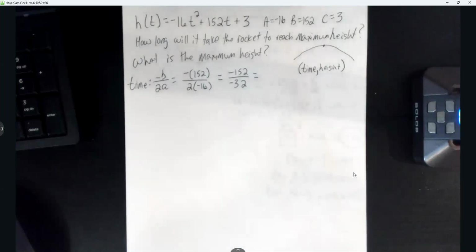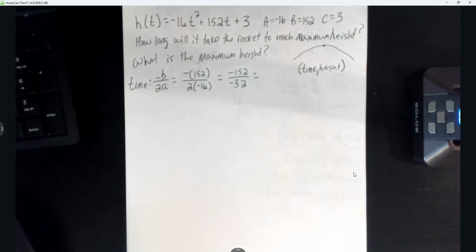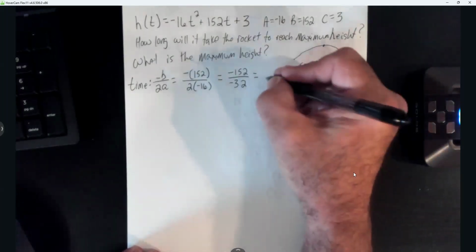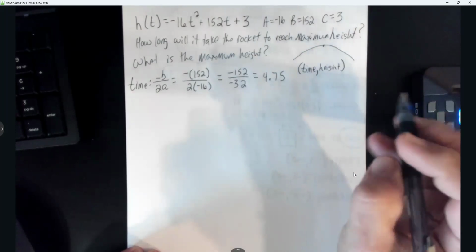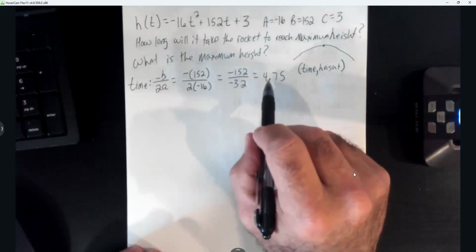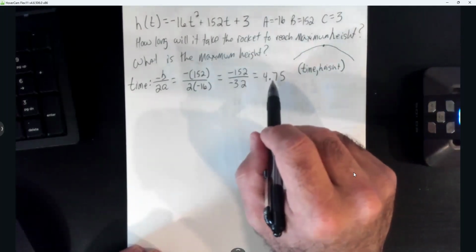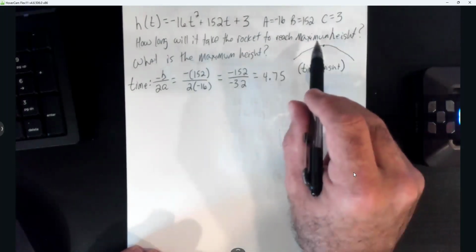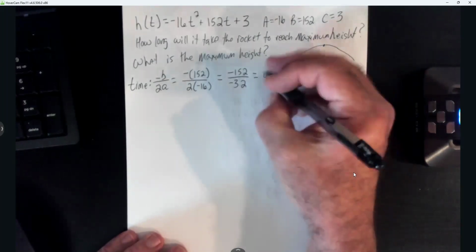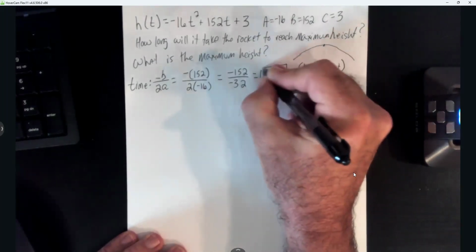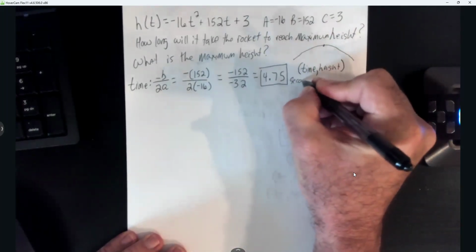Yeah, we just got to put it in decimal answer. So I would do 152 negative divided by -32, and that gives me about 4.75. So less than 5 seconds, my little rocket is going to reach its maximum height. So that's how long it took it. So you would put this in, and MATLAB will have the seconds there.